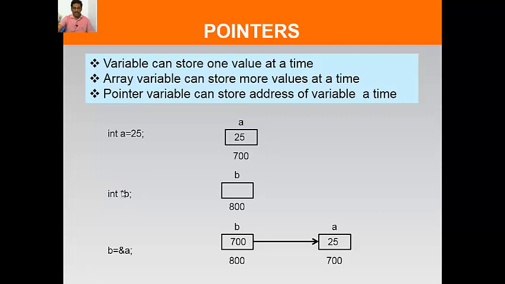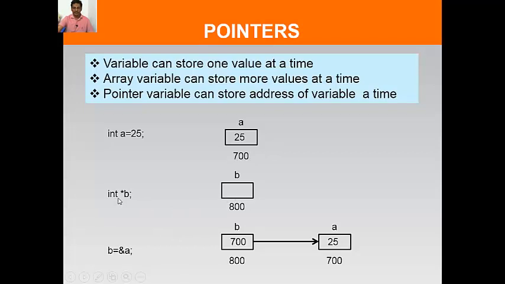Now int star b, this is a pointer variable. If you put a star before the variable, it is a pointer variable. It can hold the address of another variable. For example, b equal to ampersand a. The ampersand symbol represents the address of a variable. So ampersand a is the address of a. What is the address of a? 700 is the address of a. That 700 is assigned to b.